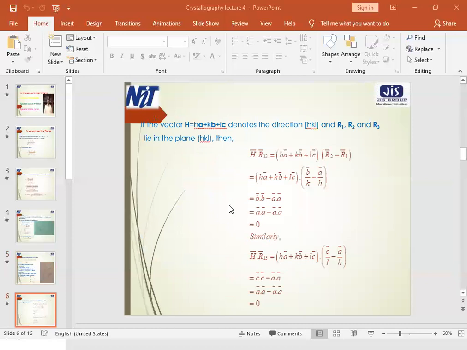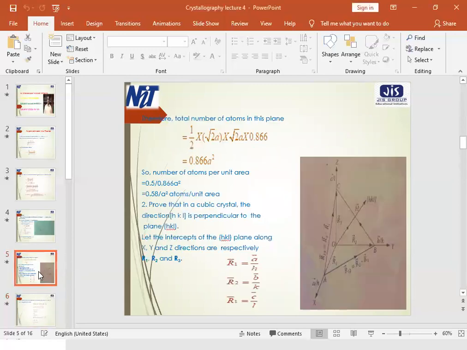Now, if we take a vector capital H, which will be equal to H times vector A plus K times vector B plus L times vector C, in the direction HKL, and if this vector is representing the direction of HKL, and R1, R2 and R3 lie in the plane of HKL, then H into R12. You see, R12 is what?